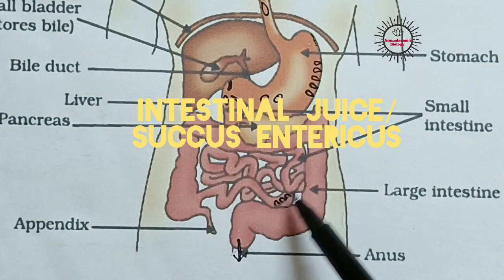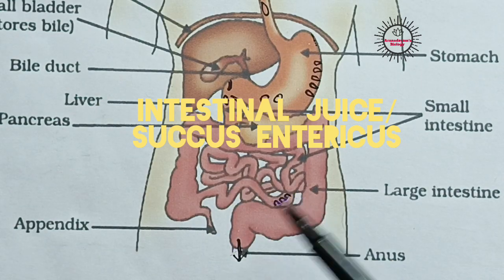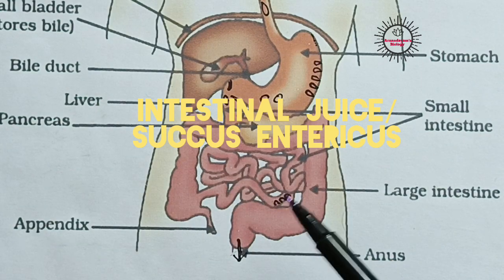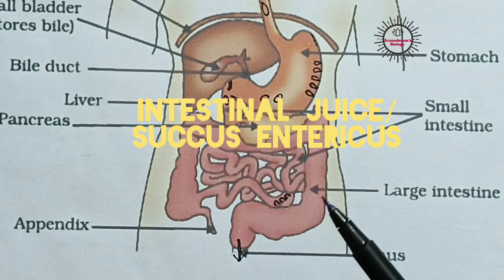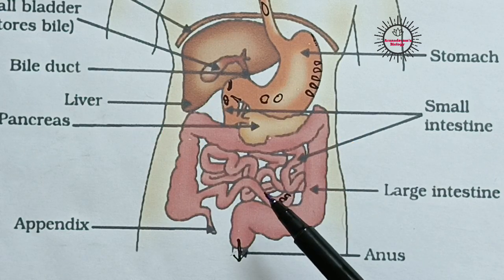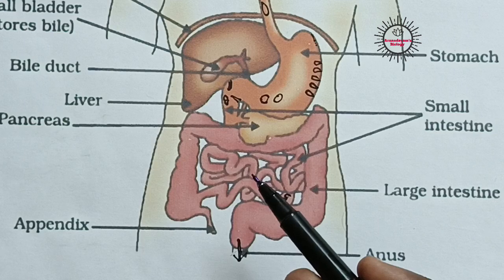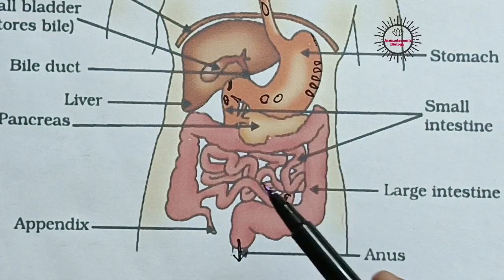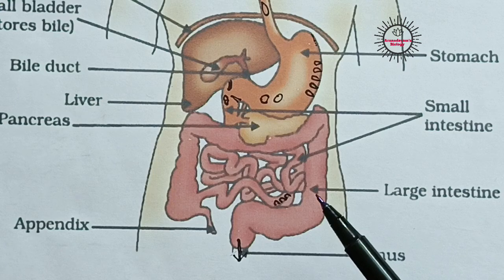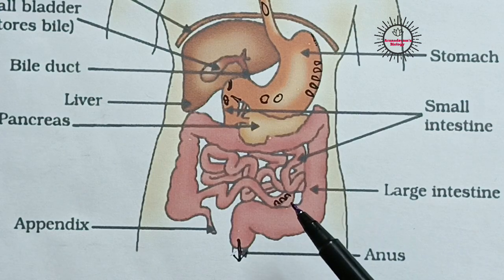Usually the walls of the small intestine release a juice called intestinal juice or succus entericus. This intestinal juice will convert the acidic nature of the food into alkaline. Then the enzymes will act on the food materials. So now the food has turned alkaline.